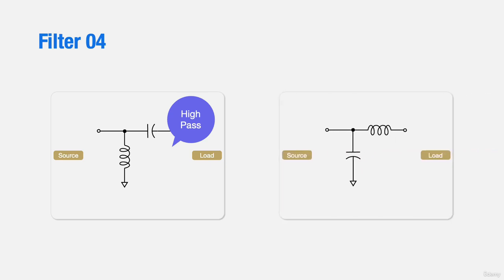The circuit on the right features a shunt capacitor and series inductor. It creates a low-pass filter. This is because low-frequency signals tend to avoid the high impedance path of the capacitor leading to ground, and instead favor the low impedance path of the inductor leading to the output load. In contrast, high-frequency signals prefer the path below leading to ground.